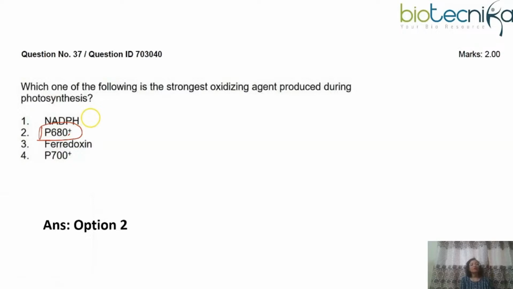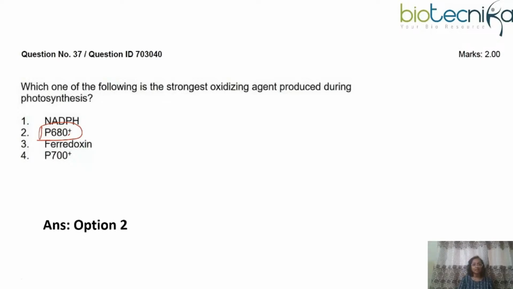P680 plus is one of the strongest oxidizing agents that is biologically produced. Why? Firstly, why is it considered an oxidizing agent? Because it's going to make someone else lose an electron. How does P680 plus get its electron back?